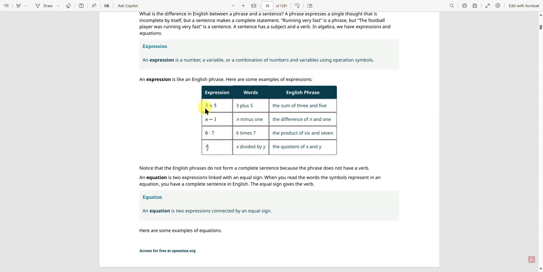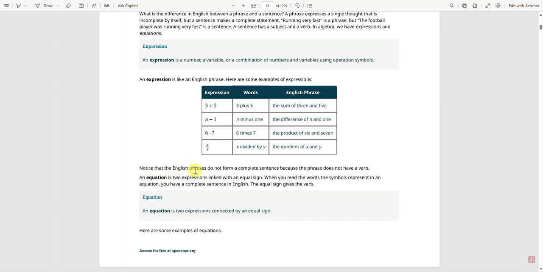This expression says 3 plus 5. This expression says n minus 1. Notice it doesn't say anything else about this quantity. It just expresses the quantity. It's an expression. N minus 1. 6 times 7. And x divided by y. So 4 expressions, like phrases in English.